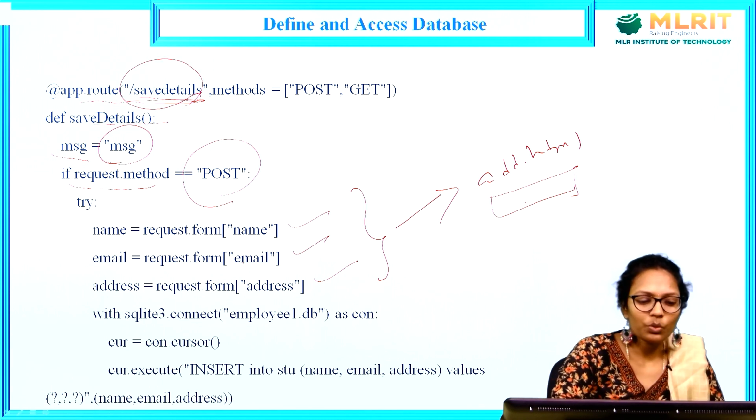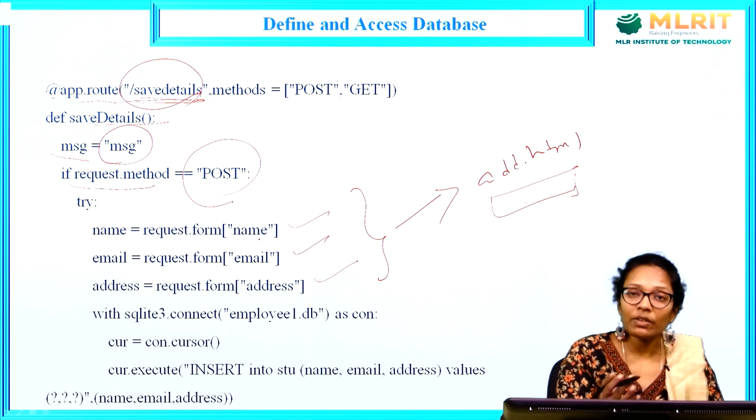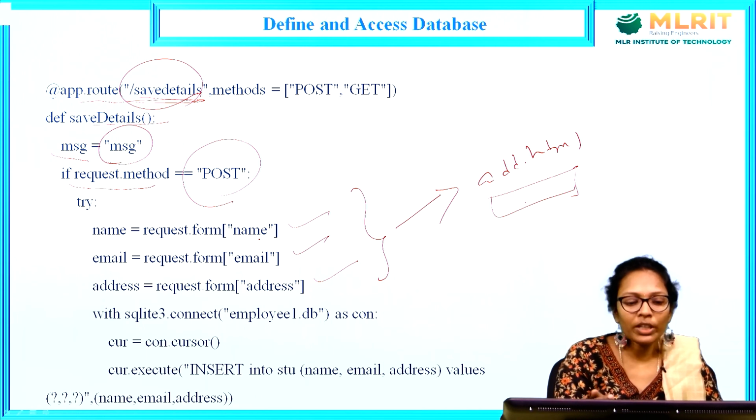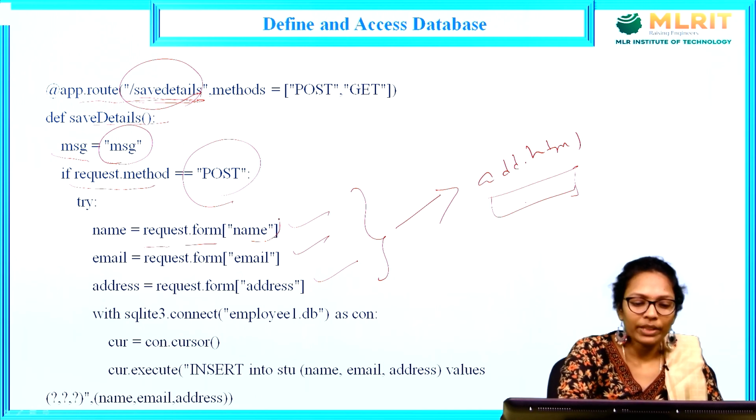So what it is doing is retrieving all the details from that form. How to retrieve? request.form of name, email, address. All these 3 details you are storing in local variables.